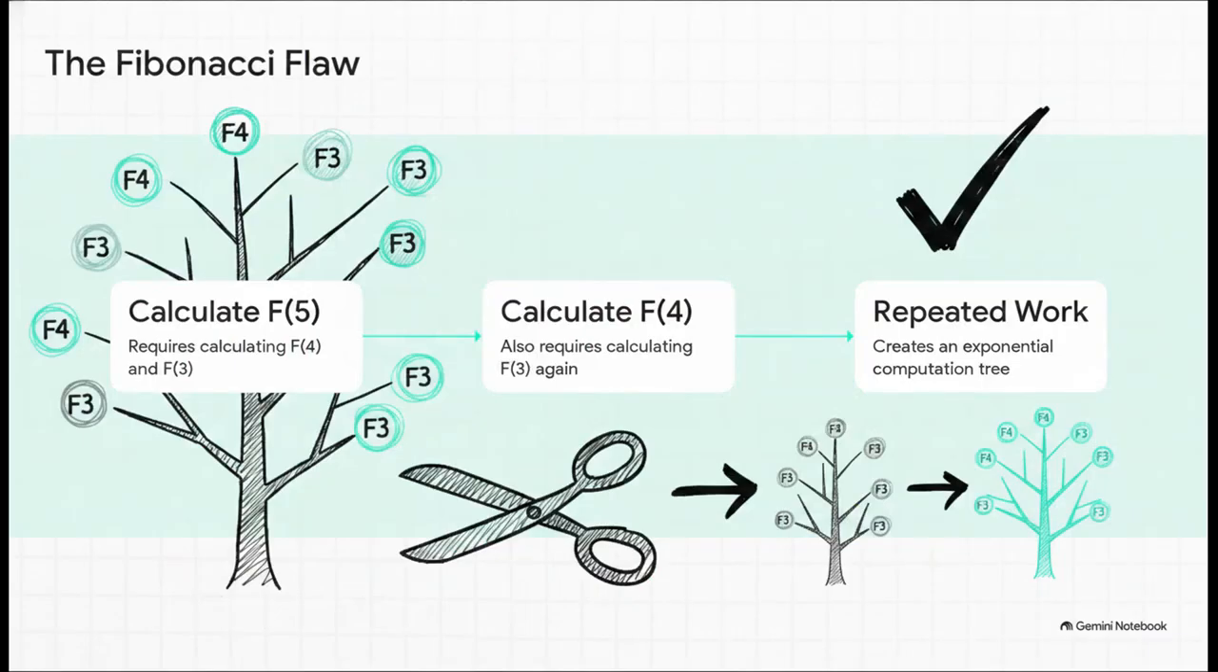Here is exactly why. Say you want to find f of 5. You need f of 4 and f of 3. Okay, makes sense. But to get f of 4, you have to calculate f of 3 again. You're literally doing the exact same work over and over. This creates a massive ballooning exponential computation tree. DP steps in to grab a pair of scissors and just cut those duplicate branches. Basically, if you've already solved something, do not solve it twice.